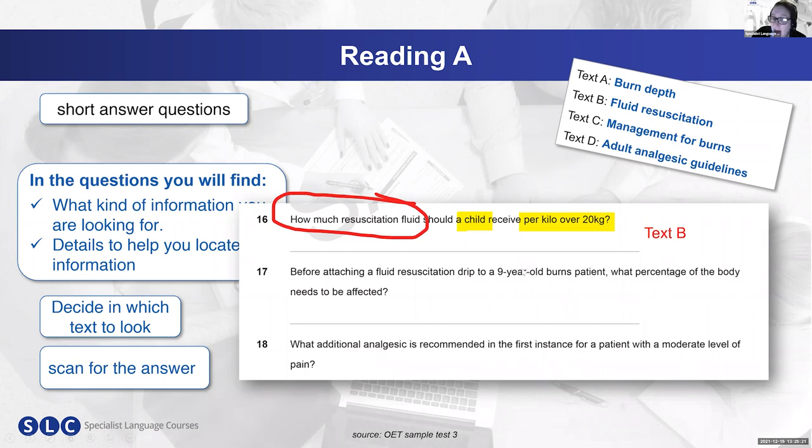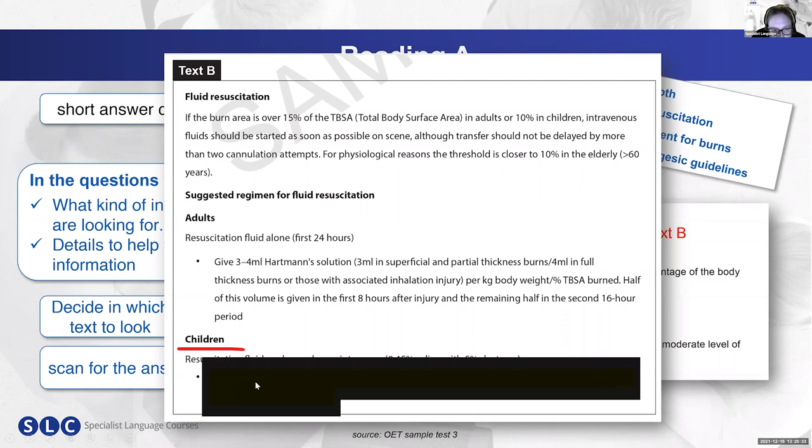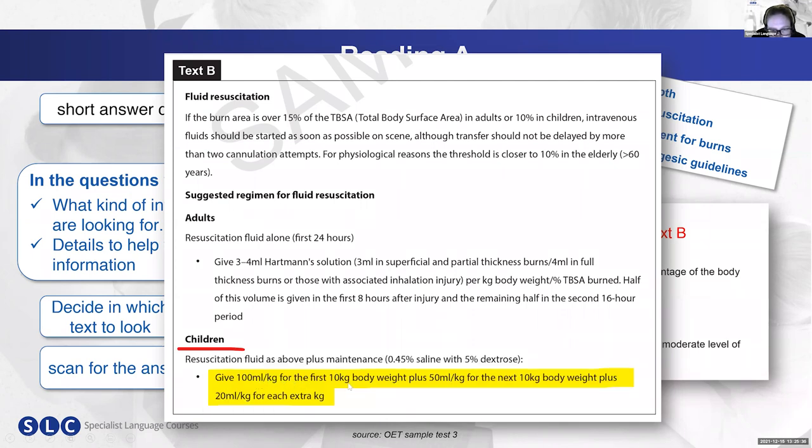So let's have a look. We're looking for the quantity of resuscitation fluid per kilo. Very important. So we're going straight to children. Give 100 milliliters per kilogram for the first 10 kg body weight, plus for the next, plus for each extra kg. So the answer is 20 milliliters, because it's 20 milliliters per kg. Yeah, so you've got to make sure you choose the right option here.